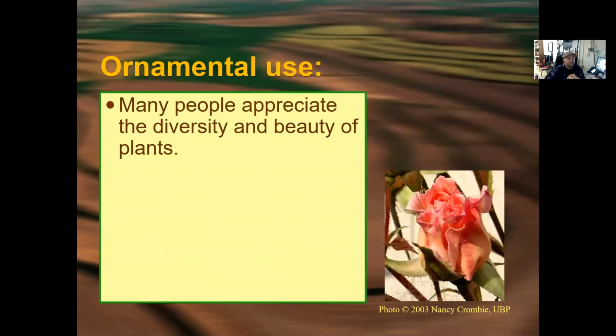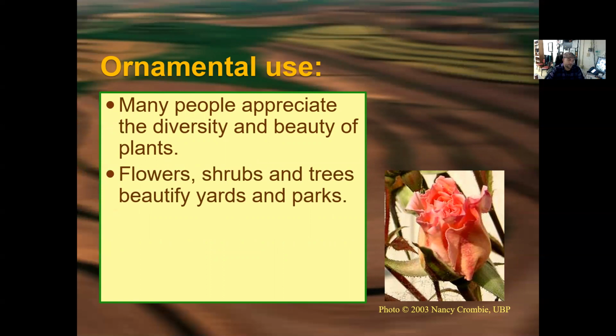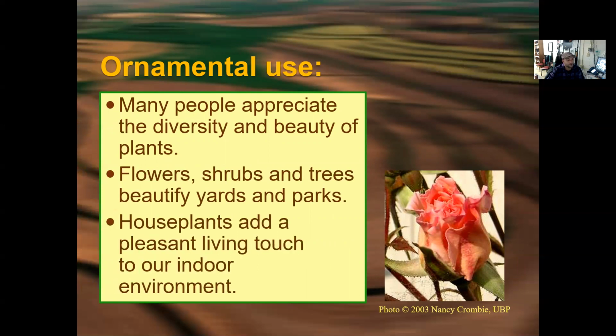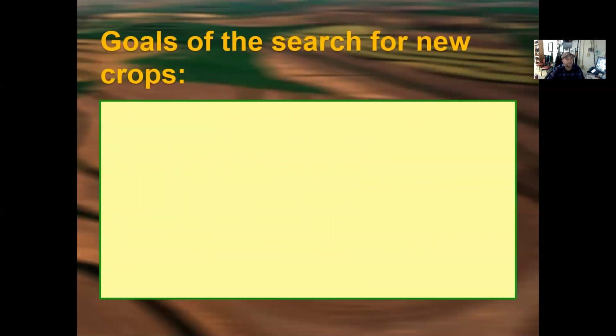Ornamental uses is a little bit more of our wheelhouse. Many people appreciate the diversity and beauty of plants. That is the bread and butter of our industry in landscaping, because if you have some really pretty plants up against a background of green plants, people tend to really like that. So flowers, shrubs, and trees beautify yards and parks, and houseplants add a pleasant living touch to our indoor environment.